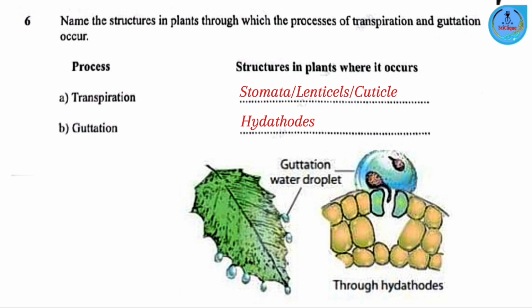So when it comes to transpiration, this involves the loss of water, yes, but in form of vapor. When it comes to guttation, you're going to have water being lost in form of liquid droplets. Now, another difference between the two is the structures through which these processes occur. In transpiration, mostly through stomata, and in guttation, through hydathodes.